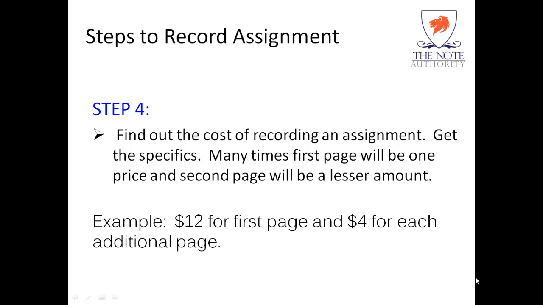First of all, find out the cost of recording an assignment. It shouldn't be that much, but again, you need to get the specifics. Many times, they'll have the first page be one price and the second page a lesser price. For example, you might have $12 for the first page and $4 for each additional page. Sometimes they have additional charges depending on additional references and so on. So again, you need to get all the specifics for that particular county.